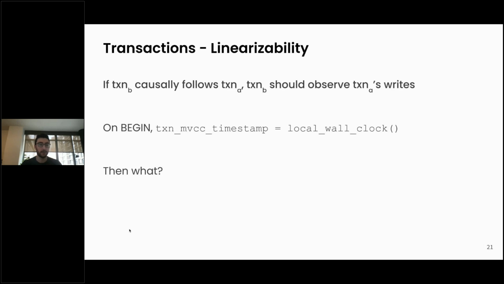But if we're assigning timestamps from the local wall clock of each node in the system, then clock synchronization becomes a big problem, because if our clocks aren't synchronized well, you may get inversions in causality. You can imagine that a transaction hits node A and it writes at time 12, and then a causally dependent transaction hits node B, and because node B's clock is lagging node A's, it may actually get an earlier timestamp, maybe time 10. And what we don't want to happen is to have transaction B miss transaction A's write.